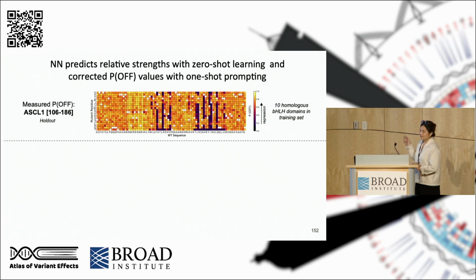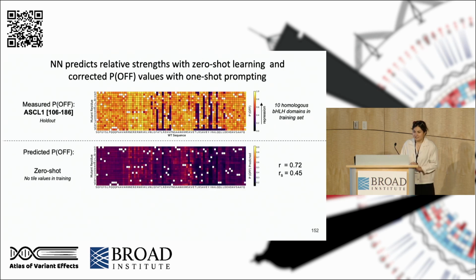So we did this for all of the sets of our data, but I'm just showing a representative example here of what we saw. If we held out all of the data above from this ASCL1 domain, so all the wild type values and mutant values, and trained the model on all the other pieces of information in our screen, we can see how well it can actually predict these values.